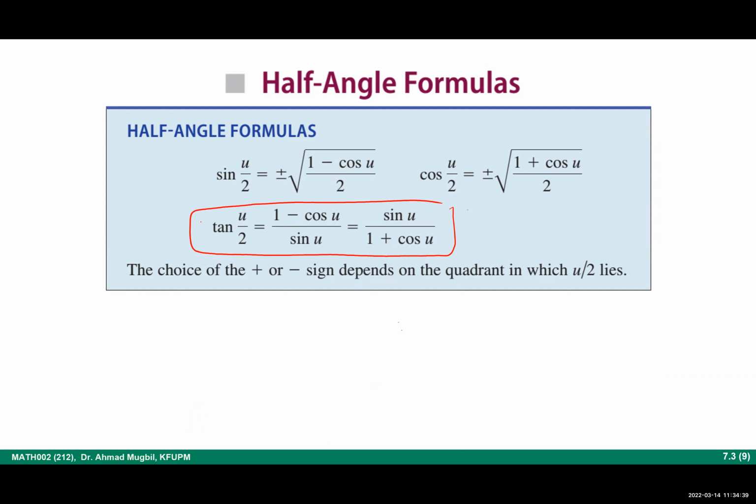Tangent of the double of the half of the angle, which can also be written like tan x equals 1 minus cosine 2x.